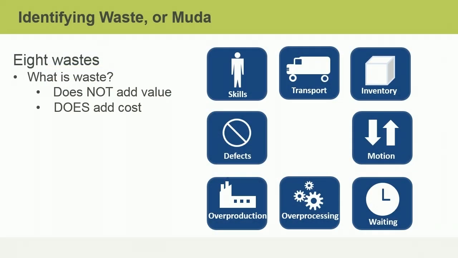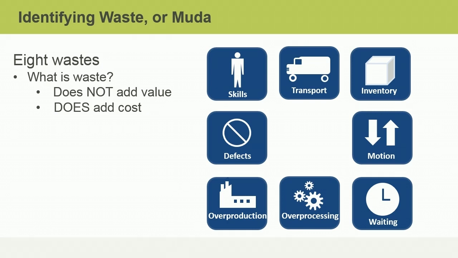In lean project management, waste, or the Japanese term muda, is defined as any activity or process that doesn't add value to a product but does add cost. Lean's original 7 forms of waste include transportation, inventory, motion, waiting, overprocessing, overproduction, and defects. The new 8th form of waste is skills, or non-utilized talent.